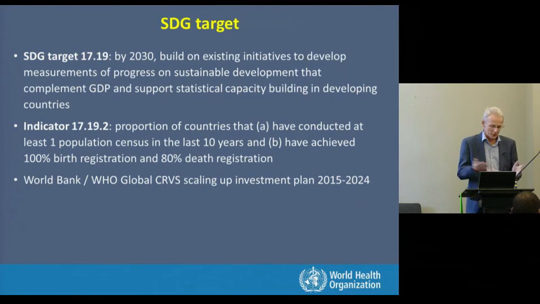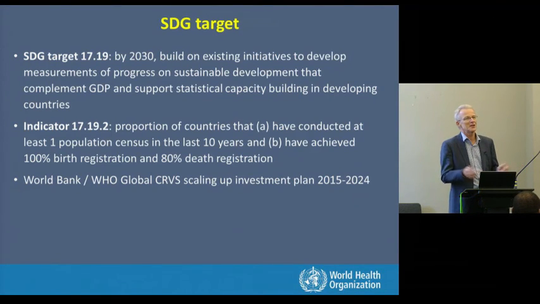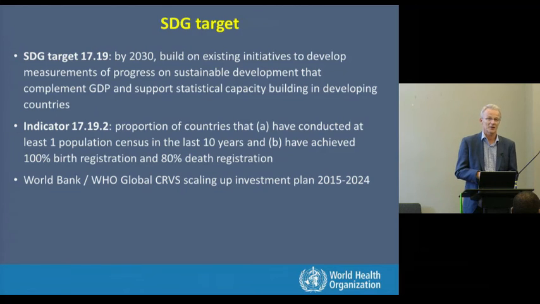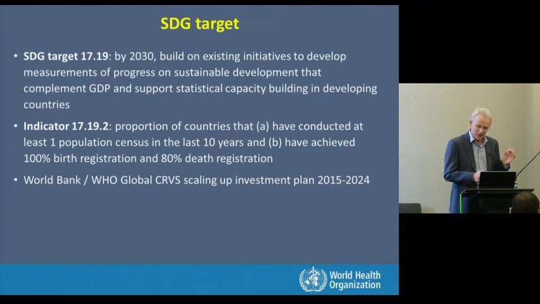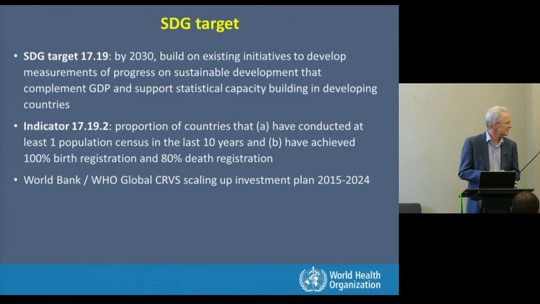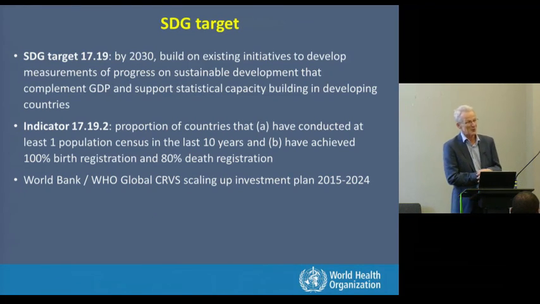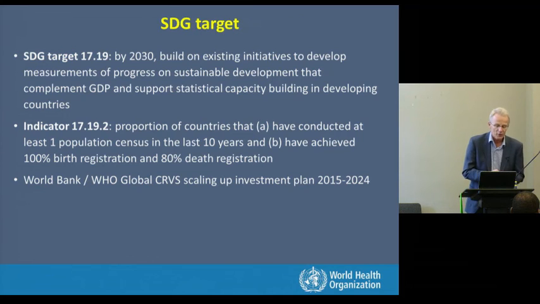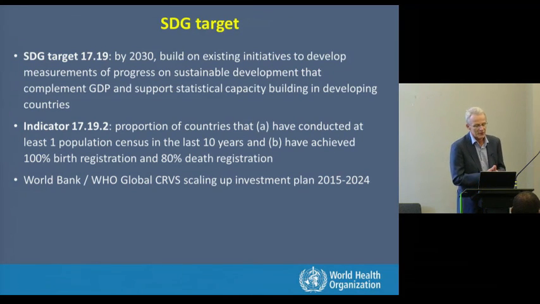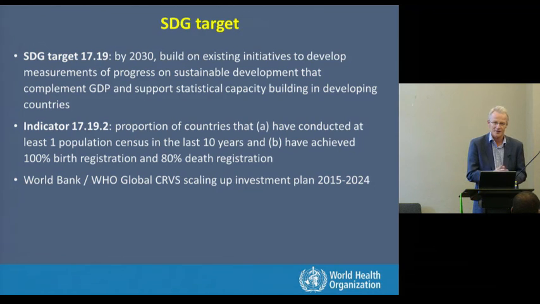So, final slide, it links to the SDGs. The SDGs have 169 targets, so everything under the sun is there. And just the very last of the 230 indicators is indicator 17.19.2, which came in because of the African member states. They really pushed for it. And it reads, proportion of countries that have conducted at least one population census in the last 10 years and have achieved 100% birth registration and 80% death registration.